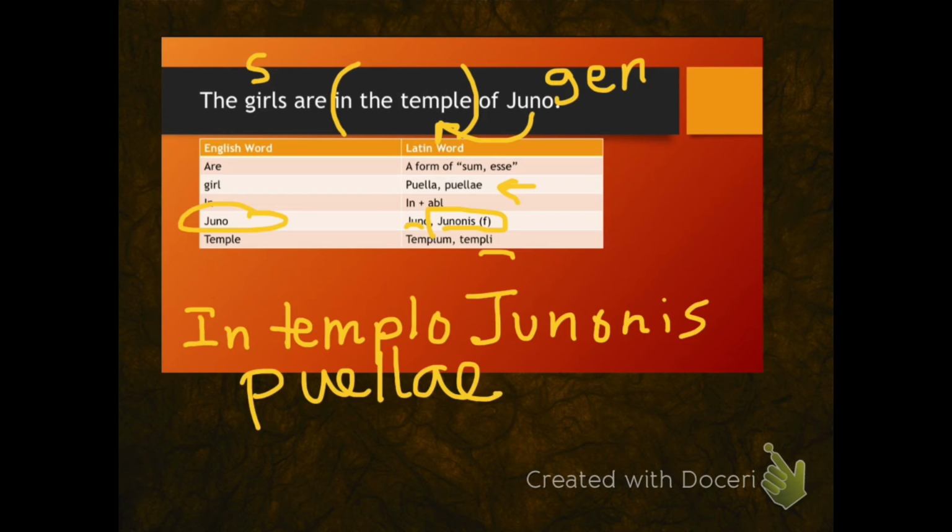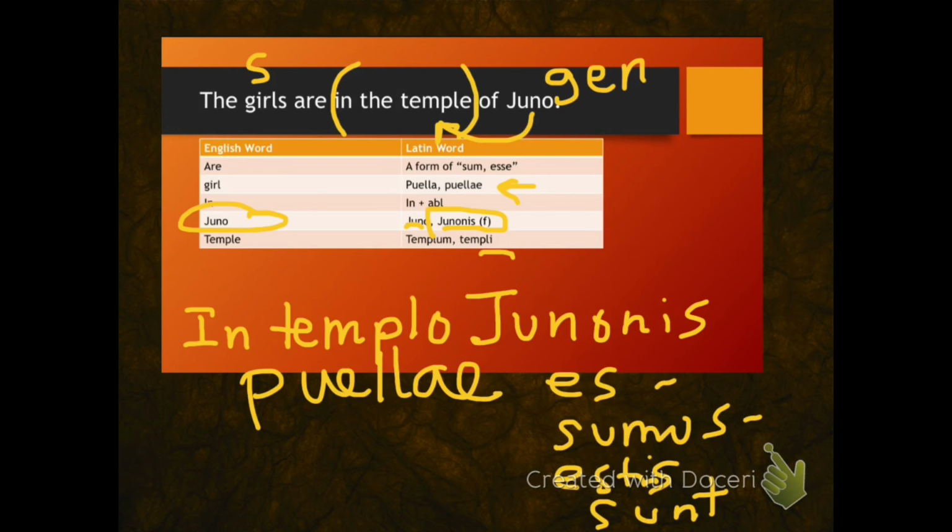Just like this. Then I have to use the correct form of the verb to be that will express are. There are several forms of the verb to be in Latin that can be translated as are in English. They are es, sumus, estis, and sunt.